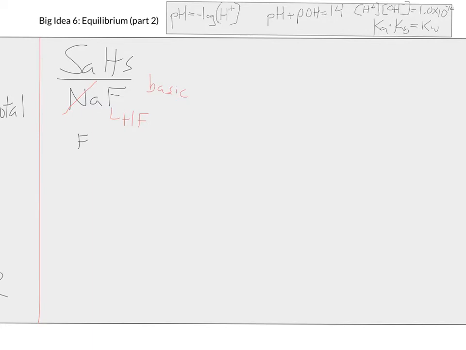So if we knew that the F minus was basic, what will it do? Well, bases take hydrogen, so F minus in water is going to make HF, there's the conjugate, and then the OH minus. So we see that it's making the strong hydroxide. Now we don't usually have Kb values for F minus, so they will give you the Ka for HF, and then you need to calculate the Kb. So watch out for those.